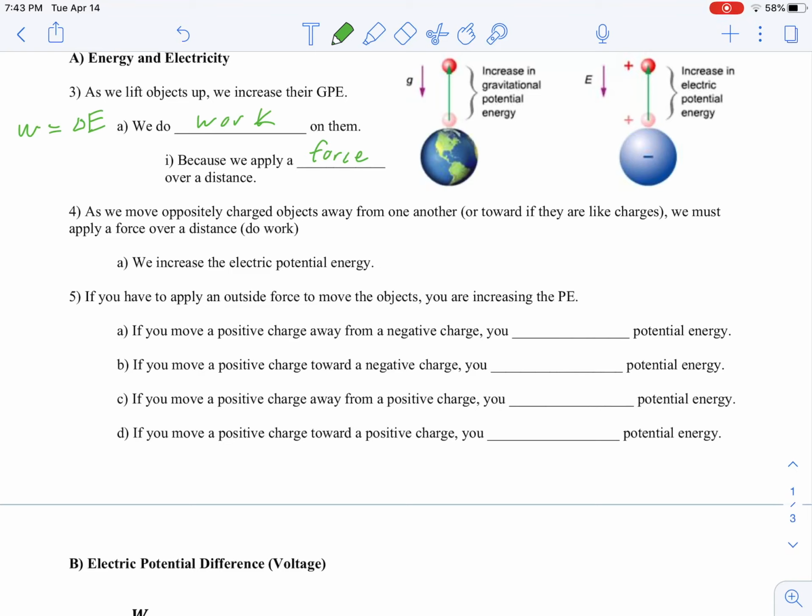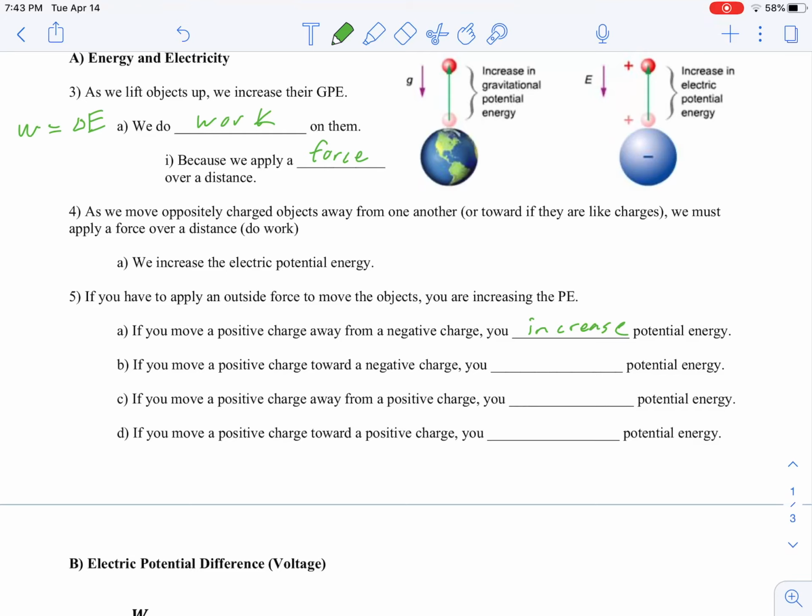All right, hopefully you tried all of those. So let's see. The first one says, if you move a positive charge away from a negative charge, you blank potential energy. What do positives and negatives want to do? They want to move toward each other. You're fighting that. You're moving them away. So you increase potential energy. Again, if you fight the natural tendency, you increase potential energy.